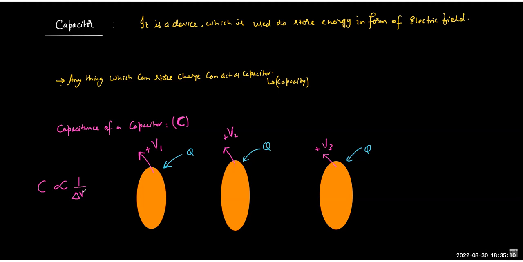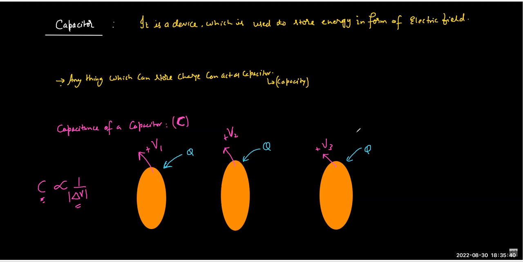That's logical. So we can say that the capacitance of a capacitor is logically inversely proportional to the rise in potential, or the potential difference, which I'm writing as delta V. Can we say it like this? Yes. That is the whole idea: capacitance is inversely proportional to the rise in potential when you give some charge. So the way we define it is this.